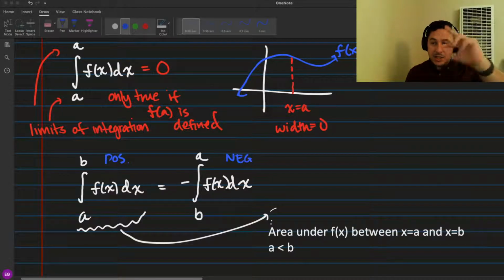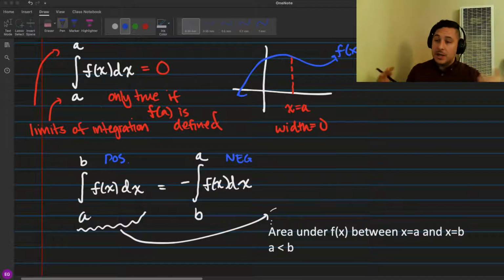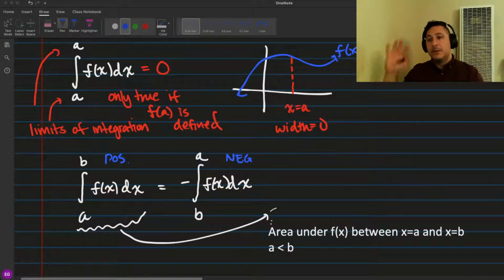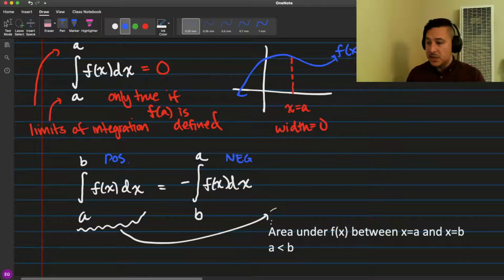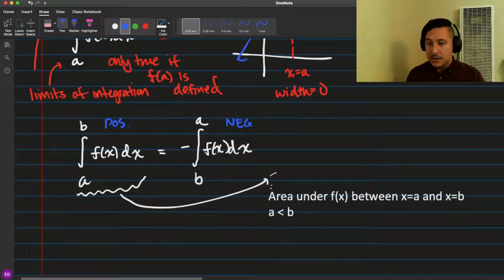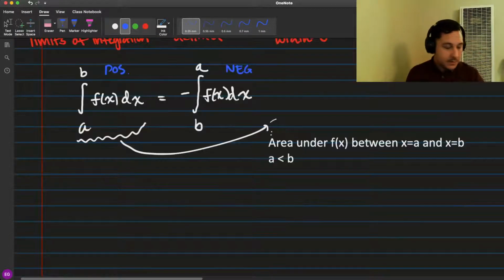So if you change the order of integration, it's like a backwards problem. It's like an inverse. You know how inverses cancel? So what used to be a positive area would become a negative area, or what used to be a negative area will now be a positive area. Okay. So this is really useful. Sometimes we use this when we need to change the order of the limits.